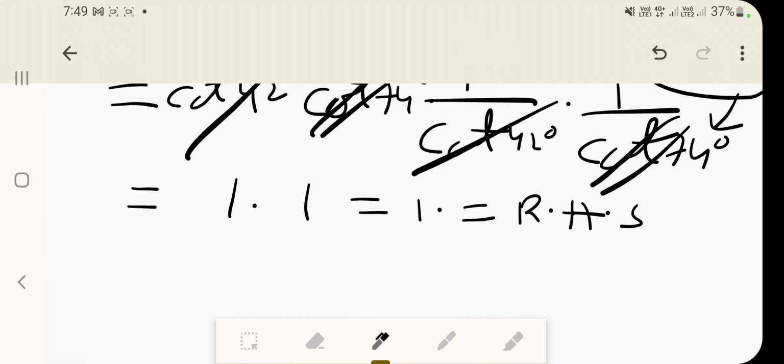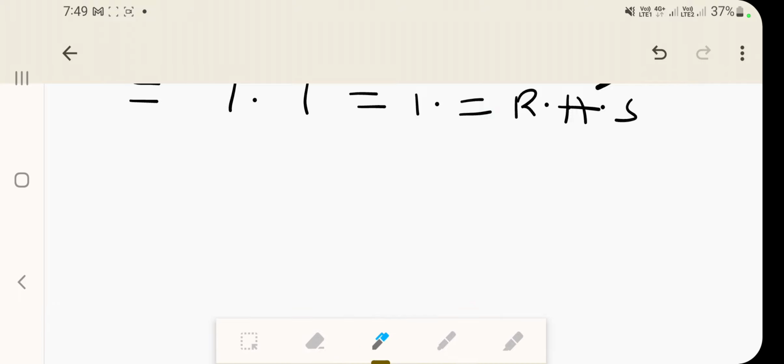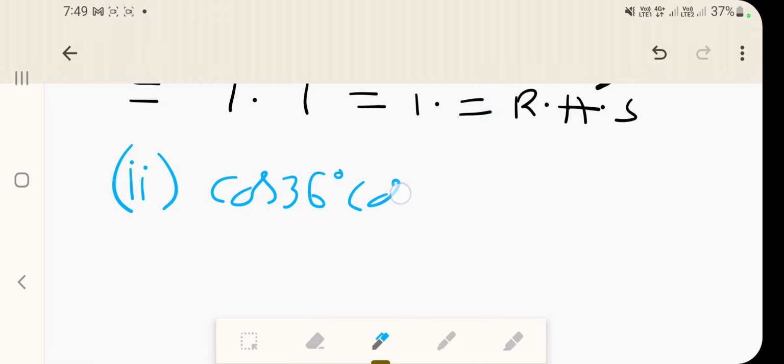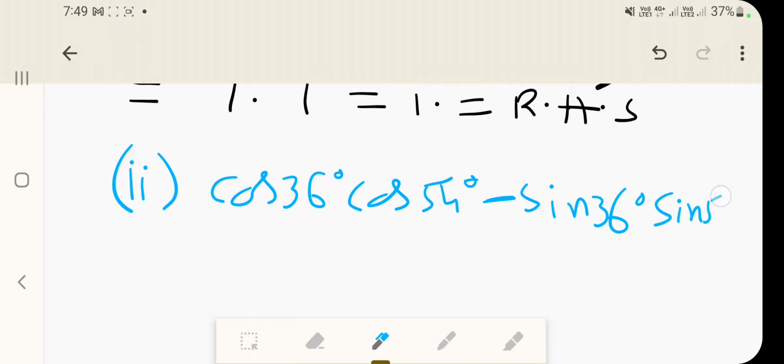Okay, simple. Only two of the terms you have to change, not all four. If you change all four, you get back to the same question. Similar to this, they are asking cos 36 cos 54 minus... Earlier all were multiplied, now here they are doing it with a minus. So cos 36 into cos 54 minus sin 36 into sin 54 is equal to 0. They are asking to show that it is equal to 0.